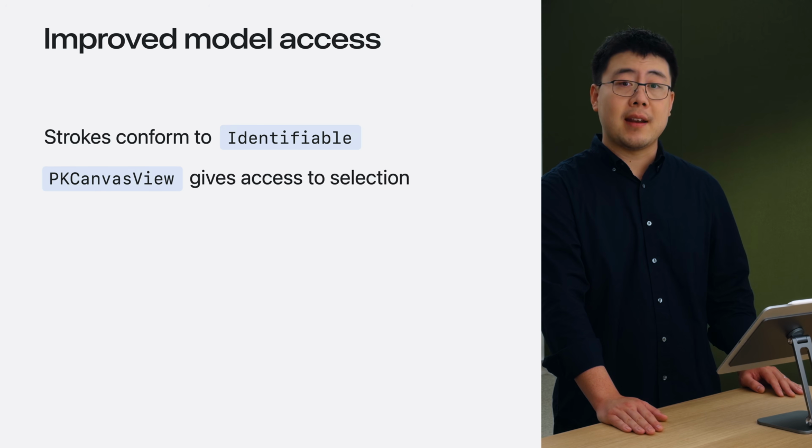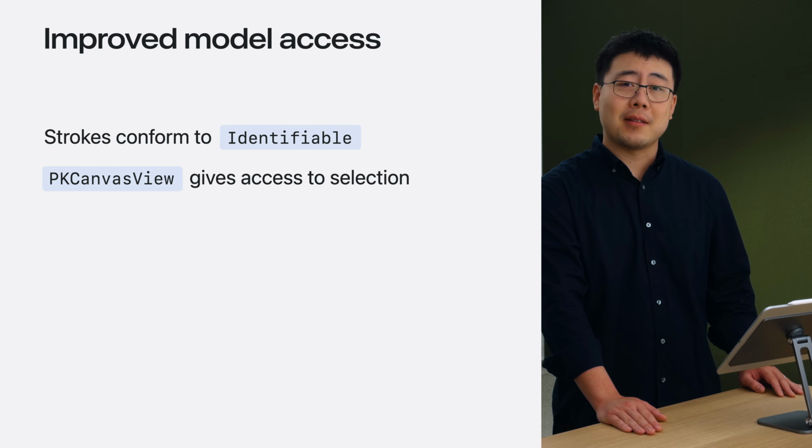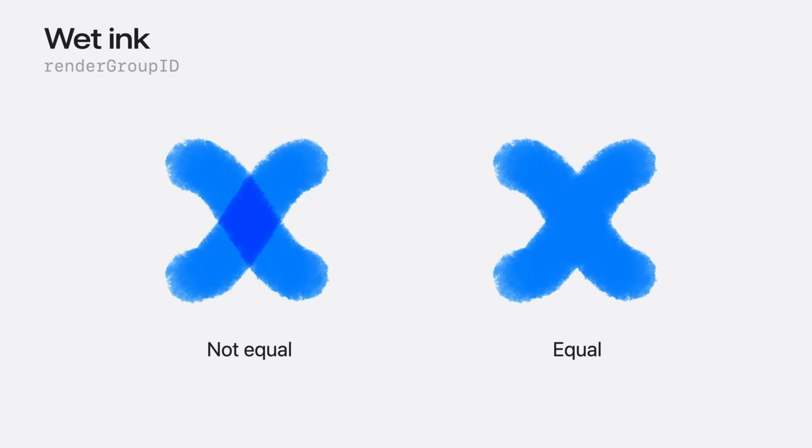With a stable identity in place, you can now control the selection state on PK Canvas View. There's also a new dedicated method, canvasViewSelectionDidChange, that fires whenever the user's selection changes. When certain inks are drawn together quickly, PencilKit composites those strokes together as if the inks were still wet, by using an equal render group ID. In iOS 27, it is now controllable.